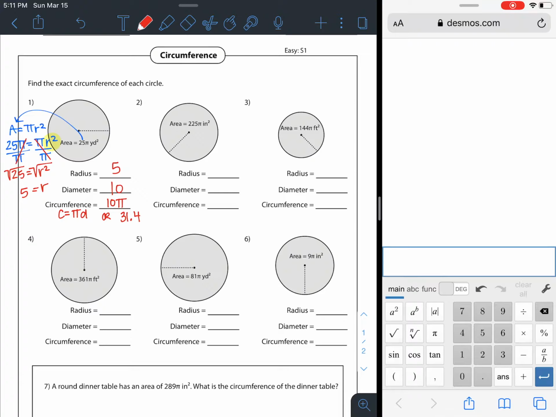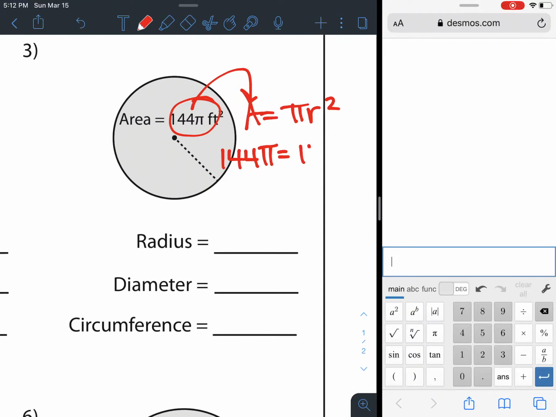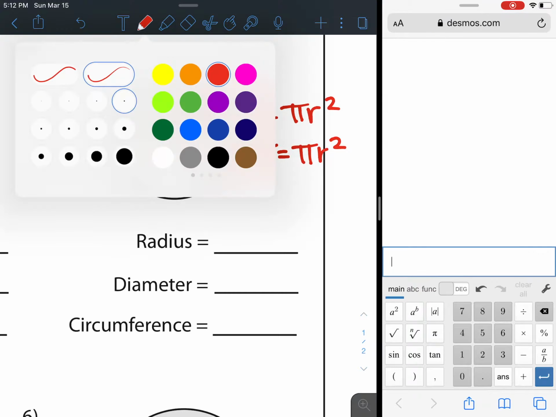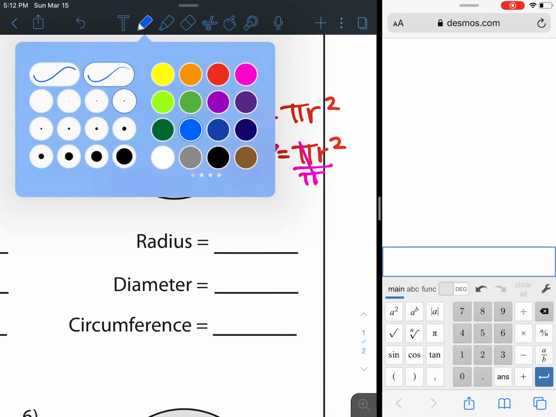All right, let's do another one together. Number 3: area equals pi r squared. They gave us the area, 144 pi, equals pi r squared. Divide both sides by pi. Again, these ones were left in terms of pi, so it makes it easier because the pi's cancel out. So 144 equals r squared.